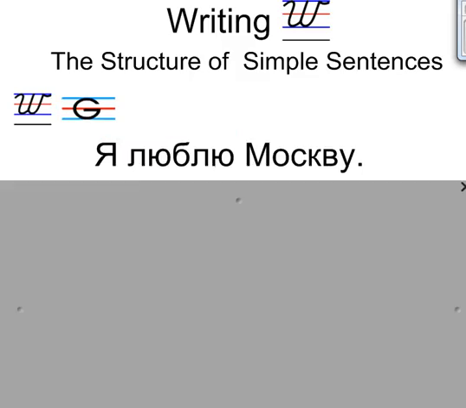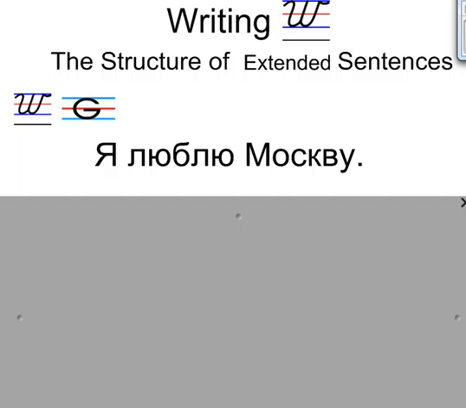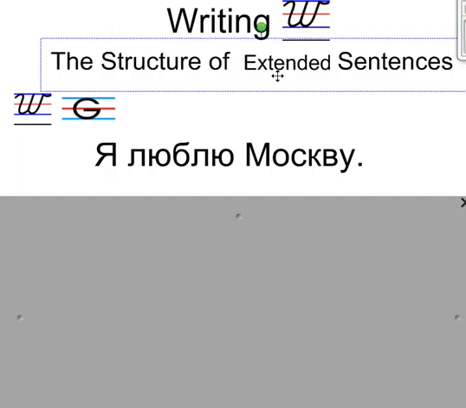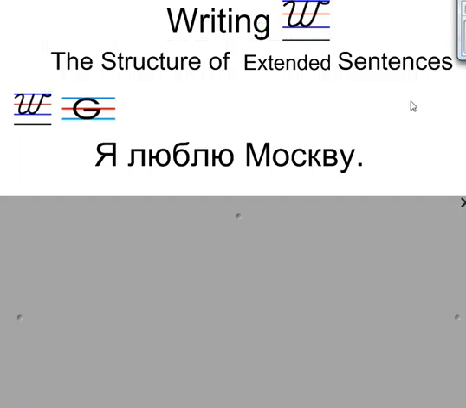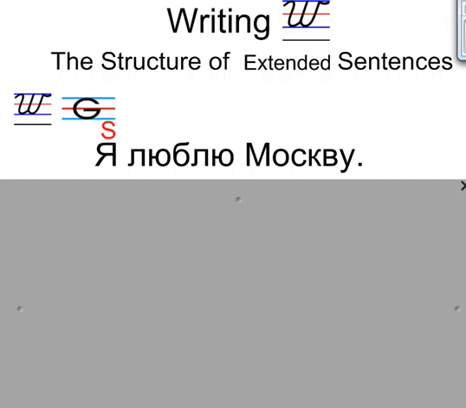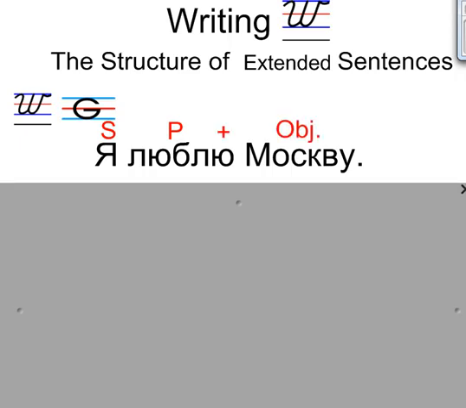What about this sentence? It is simple, but it already has some extension to it. So we call it an extended sentence. Let's look at what parts this extended sentence has. It has a subject, predicate, and an object of love.